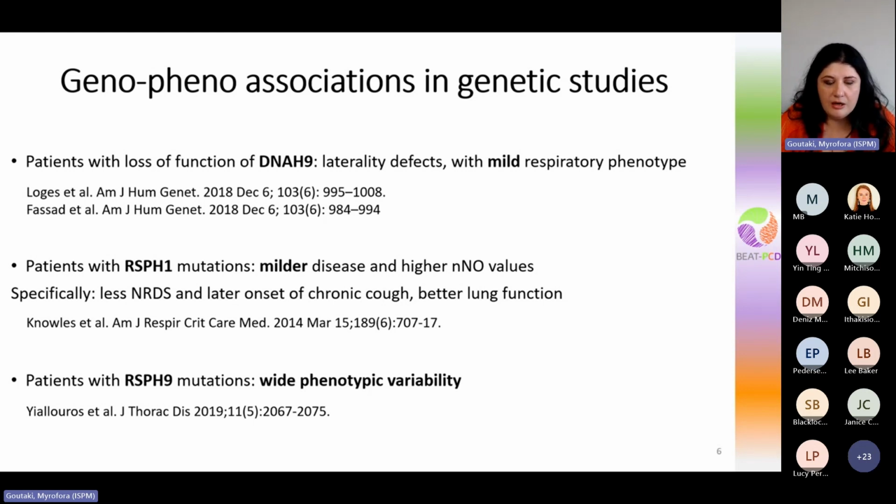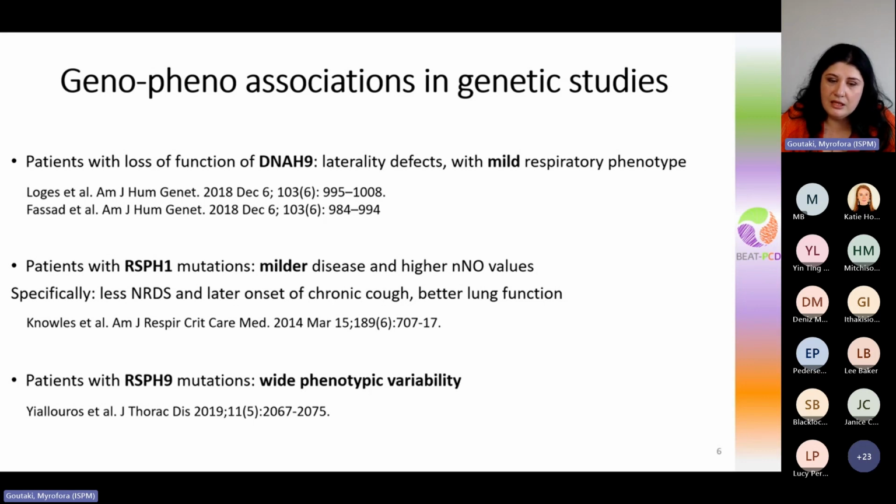These are some examples of studies that have been published in the past 9 years, and some are a bit more recent, with different genetic mutations where it has been shown that they can lead to laterality defects, for example DNAH9, but they have overall a milder respiratory phenotype. But this is not a direct comparison with patients in the study, but overall with what we know as the typical PCD phenotype from the literature and from clinical experience.